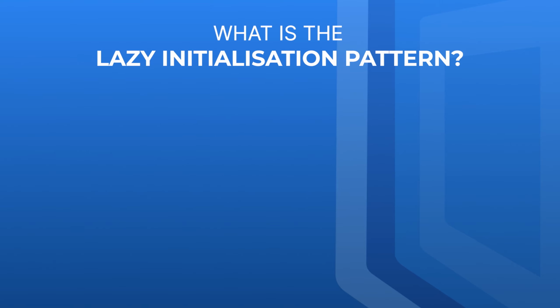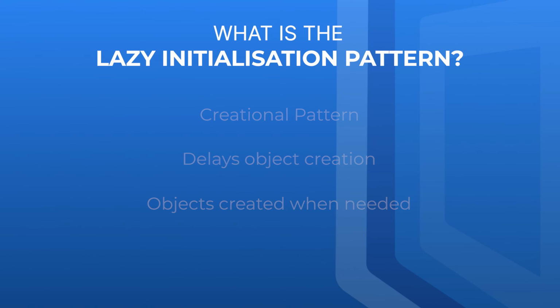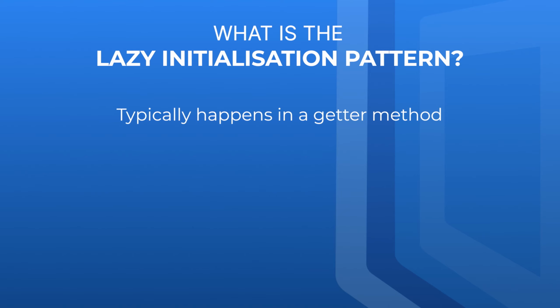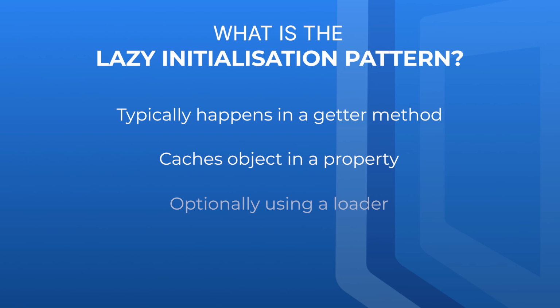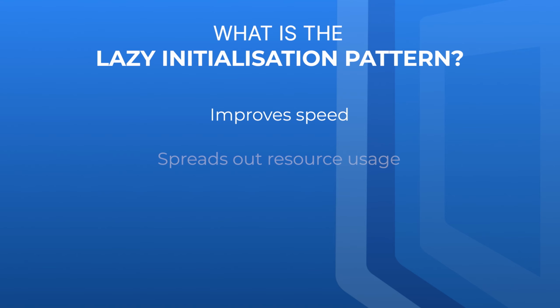So, what is it? Well, it's a creational pattern that is all about delaying an object's creation until it's needed. This is usually achieved by adding additional code into a getter that checks for the object's presence. If the object isn't present, it's created, optionally using a loader, and cached as a property within an object. Delaying object creation in this way can help improve the speed by spreading out resource usage.